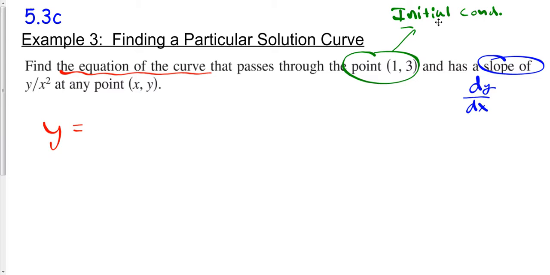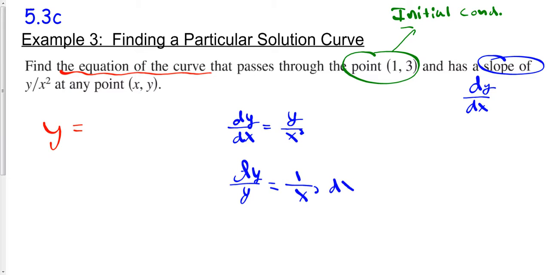So I guess what's happening is I have dy/dx given to me as y over x squared, and I could probably start working on that now. What I could do is divide by y, I'd have dy over y equals, and now I'd have 1 over x squared dx if I separate it out completely. And I can actually integrate that and just kind of roll with it.